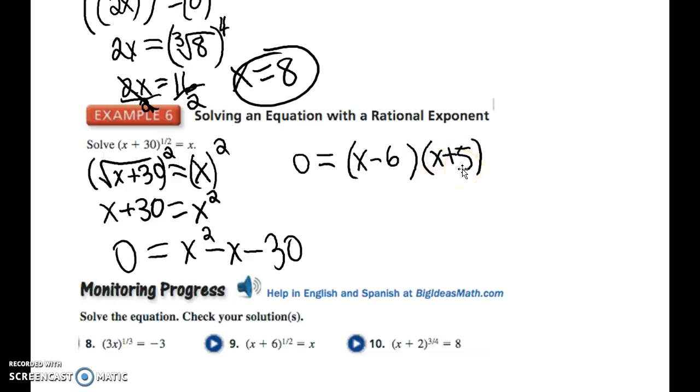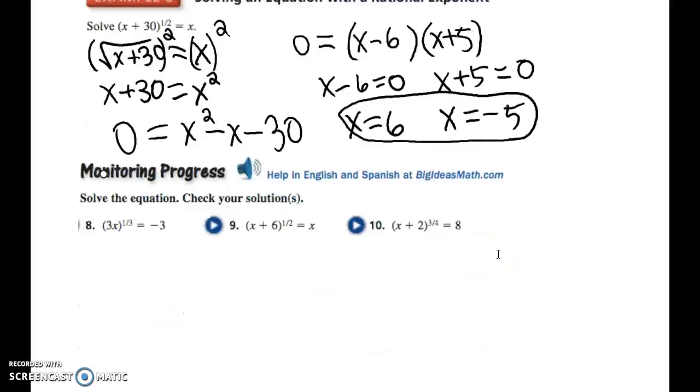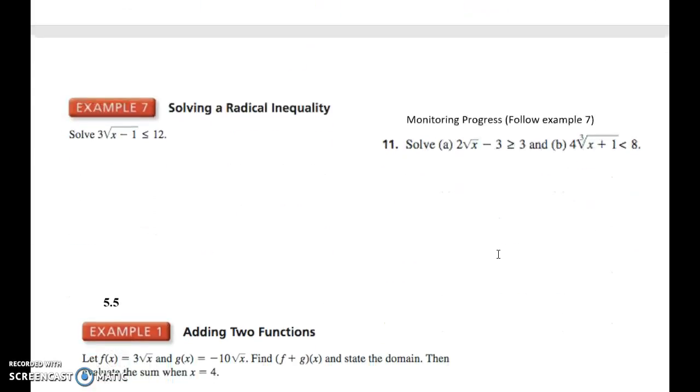From here, we can solve our two answers. Remember, set x minus 6 equal to 0 and x plus 5 equal to 0. So then your two answers are 6 and -5. Then go to the next page, and we're going to do example 7 together.